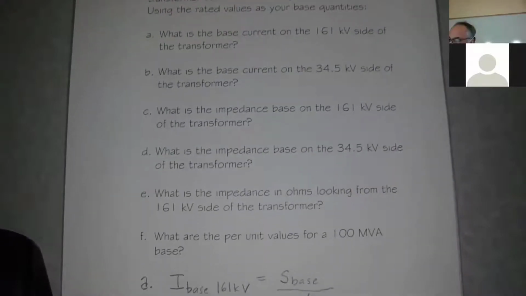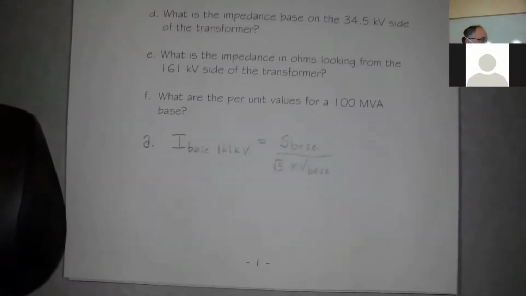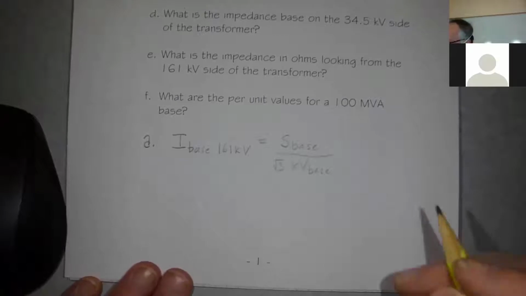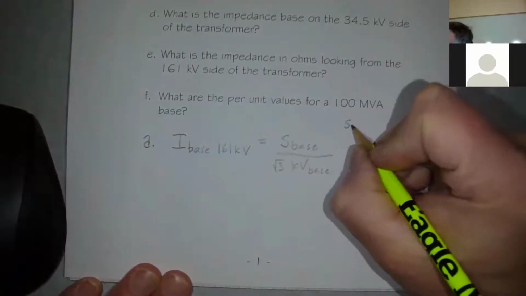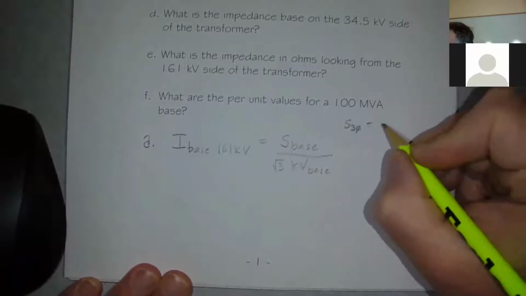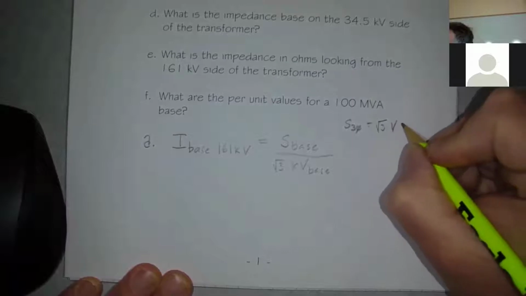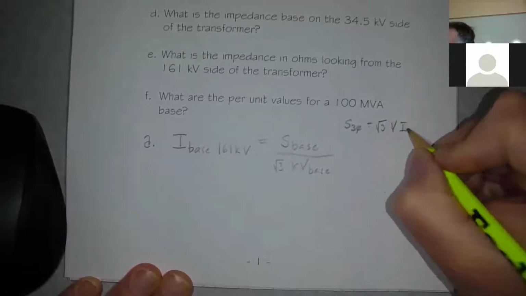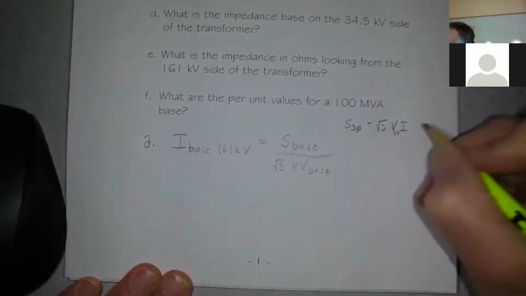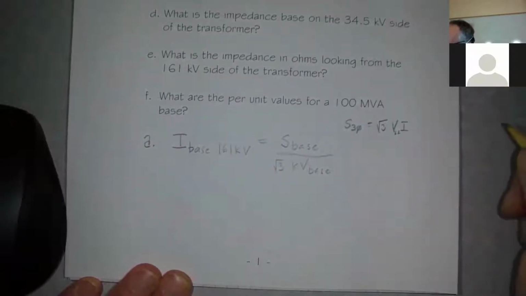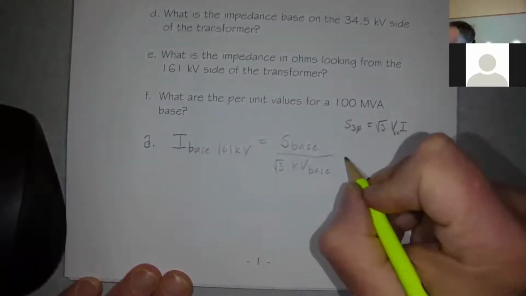Okay. Because S 3 phase equals square root of 3 V I, right? Where this is the line-to-line voltage. Okay. So that's how we're getting that.